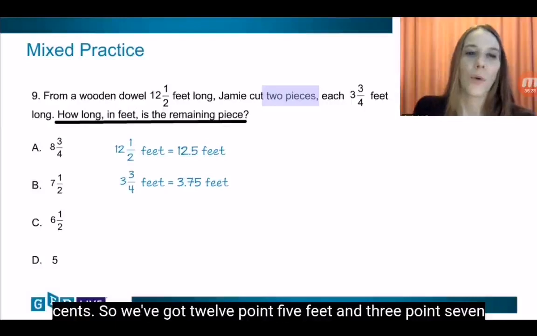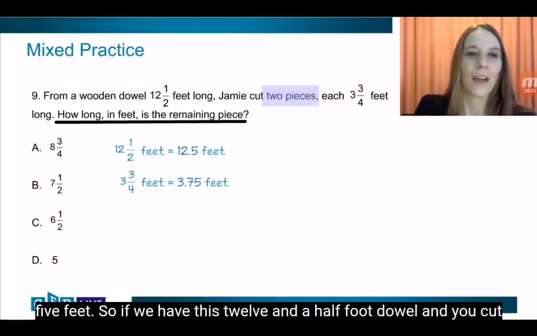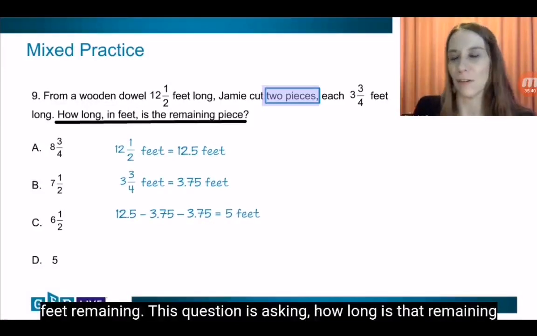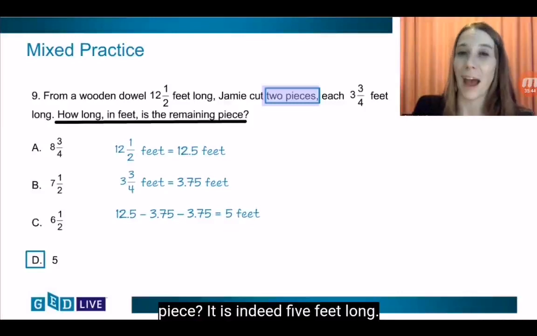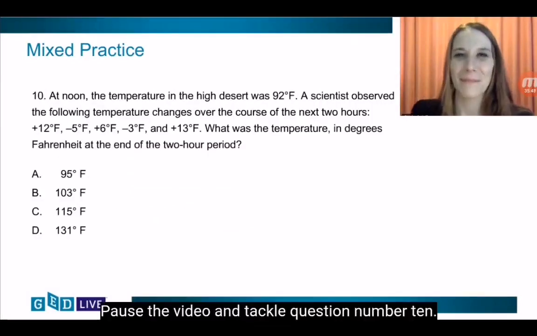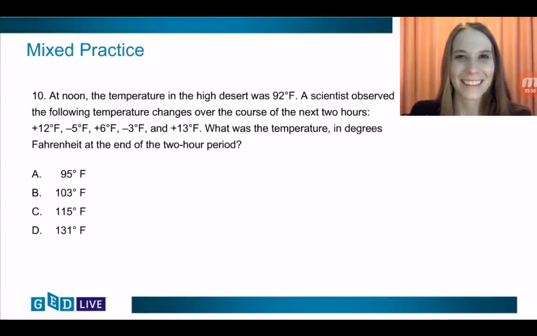So we've got 12.5 feet and 3.75 feet. So if you have this 12.5 foot dowel and you cut 2 pieces that are each 3.75 feet long, you have 5 feet remaining. This question is asking, how long is that remaining piece? It is indeed 5 feet long. Okay, pause the video and tackle question number 10.